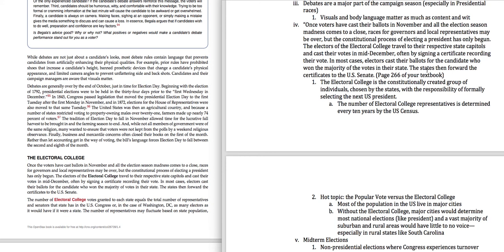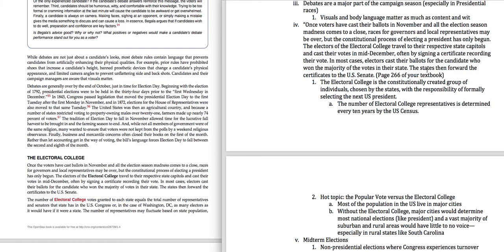In most cases, electors cast their ballots for the candidate who won the majority of the votes in the state. There's actually some pending litigation that's going to penalize them if they don't vote the way the majority of the people voted. The states then forward their certificates to the U.S. Senate. That's the nuts and bolts of how it works. But what is the Electoral College? The Electoral College is a constitutionally created group of individuals chosen by states with the responsibility of formally selecting the next president. The number of Electoral College representatives, i.e. delegates, is determined every 10 years by the U.S. Census. So it's based on the population.